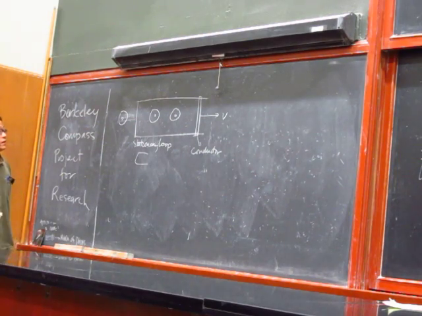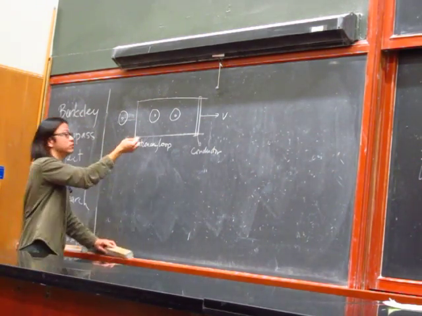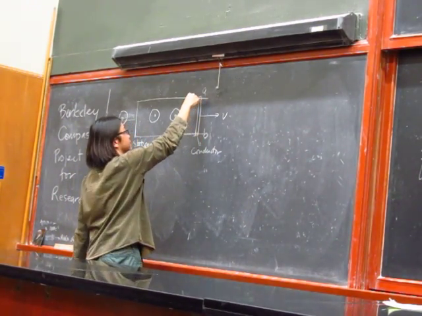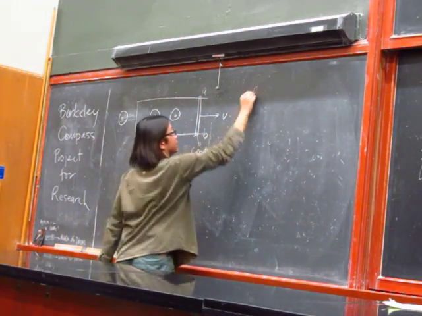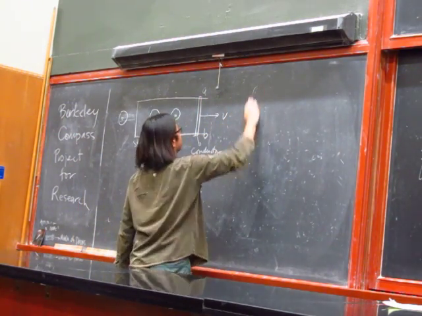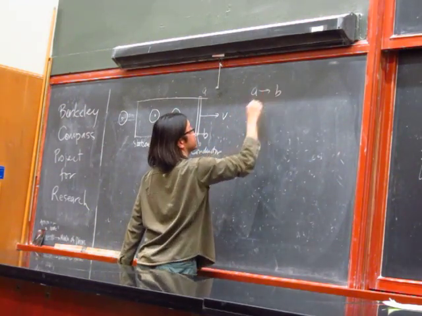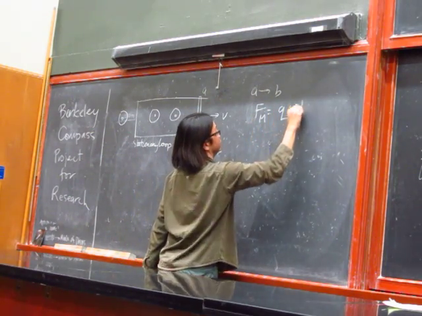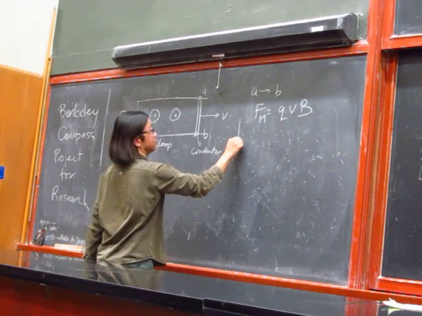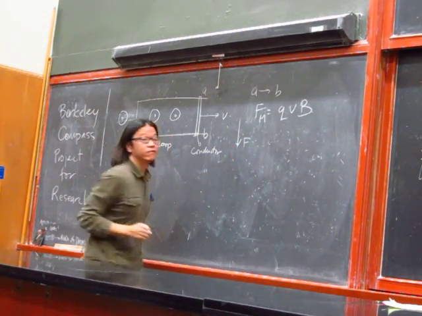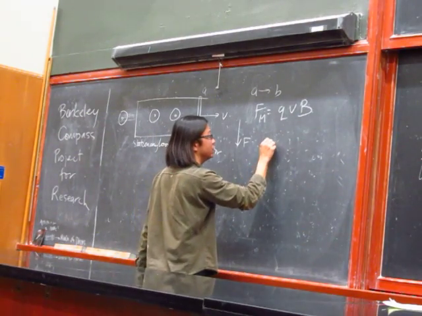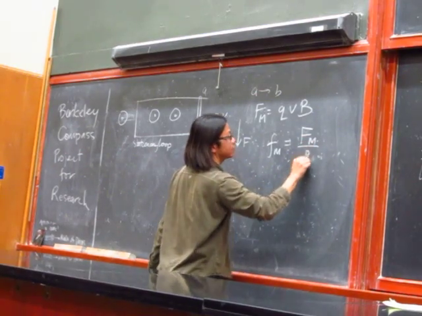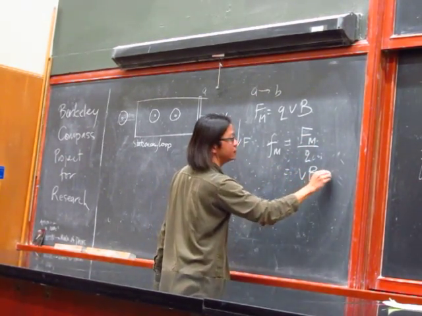Of course, you now know that there is this part here from A to B. If I consider an integral, there is a Lorentz force given by q v × B, and it's going to be in this direction. Let me consider the force per unit charge, F over q, and this is equal to just v B in the minus y direction.